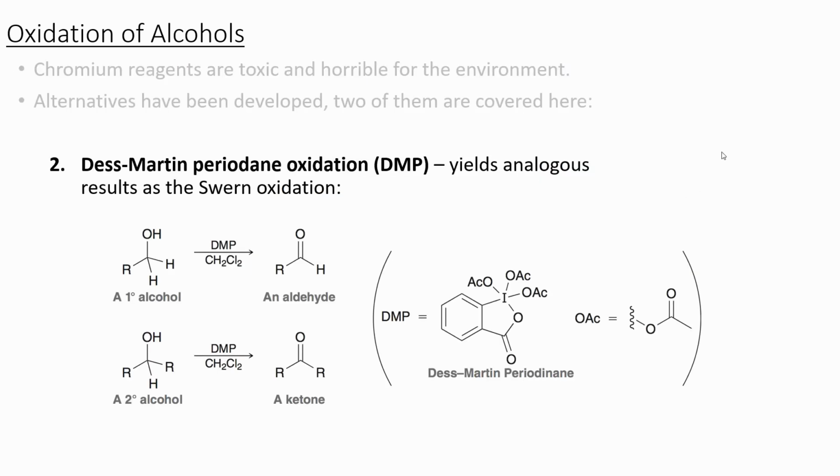The final reaction we're going to look at today for the oxidation is the Dess-Martin periodinane oxidation. And this will take a primary alcohol to an aldehyde, as well as a secondary alcohol up to a ketone. So we're also able to stop at the aldehyde oxidation state using this reagent. Here's the structure of the reagent. We have this hypervalent iodine with 3 acetates attached to it, and a lactone attached to a benzene ring.